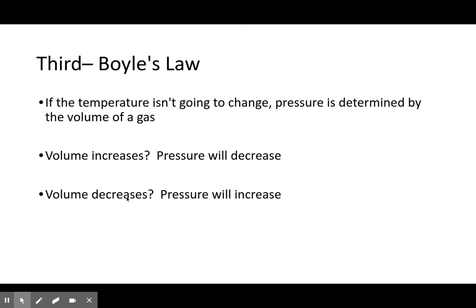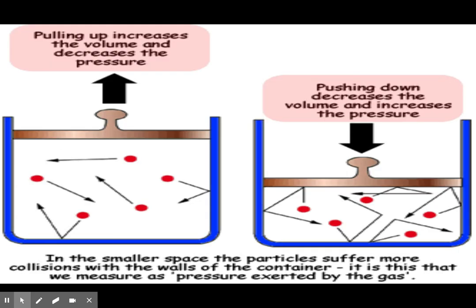Pressure will go down. If the volume decreases, but the temperature stays the same, we're going to have more collisions because the amount of room that the particles have to move around has shrunk. And so we're going to get more collisions, and that's going to give us more pressure.